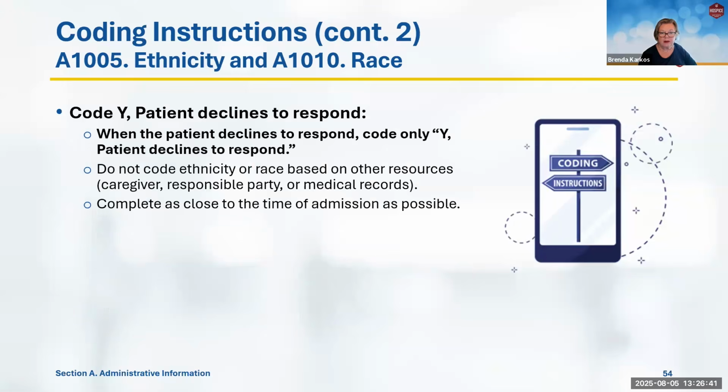So for both items, code Y is for when the patient declines to respond. And when that happens, you would only code Y, patient declines to respond. In these situations, you would not code ethnicity or race based on other resources like the family or caregivers. And you want to complete these items as close to the admission as possible.